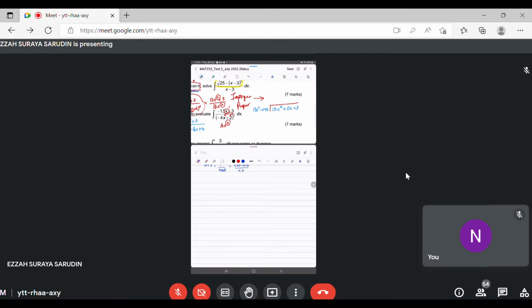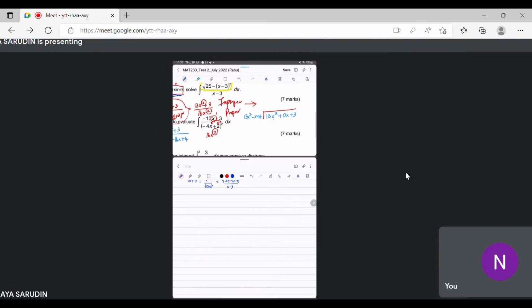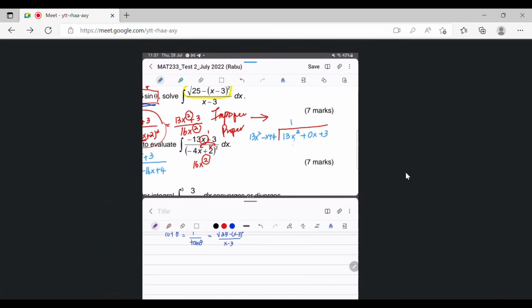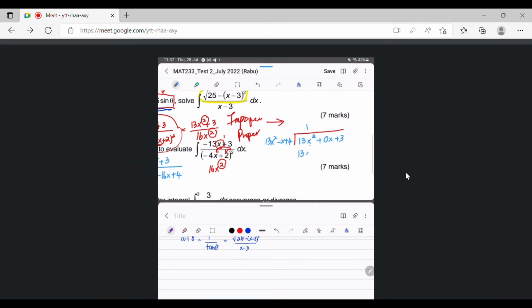Okay, so 13x squared. We just need to find a certain number which, when we multiply it with this number, gives 13x squared. Here we just multiply with 1. So 1 times 13x squared, we get 13x squared. Each term we need to multiply by 1.